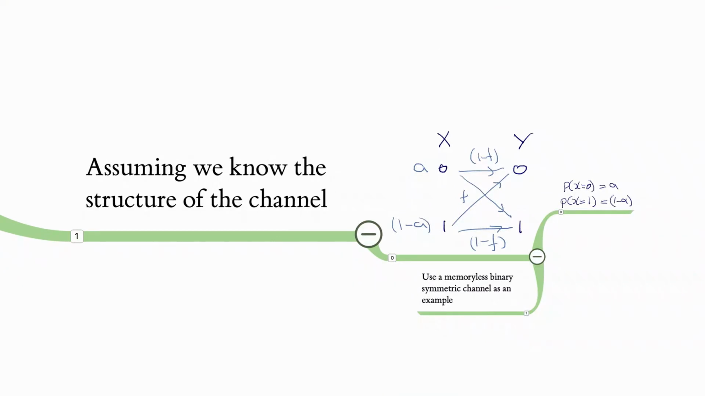Now let's assume we know the structure of the channel that we're sending the symbols through. To be concrete, we'll assume it's a memoryless binary symmetric channel, so that the probabilities of the symbols going into the channel are probability A for a 0, and 1 minus A for a 1. Then the channel, with a probability 1 minus f, will transmit the symbols without error, and with a probability f will flip the symbols, so a 1 to a 0 and a 0 to a 1. So with this encoding, we already have the probabilities for x being 0 and x being 1, some of the ingredients we needed for the odds ratio.